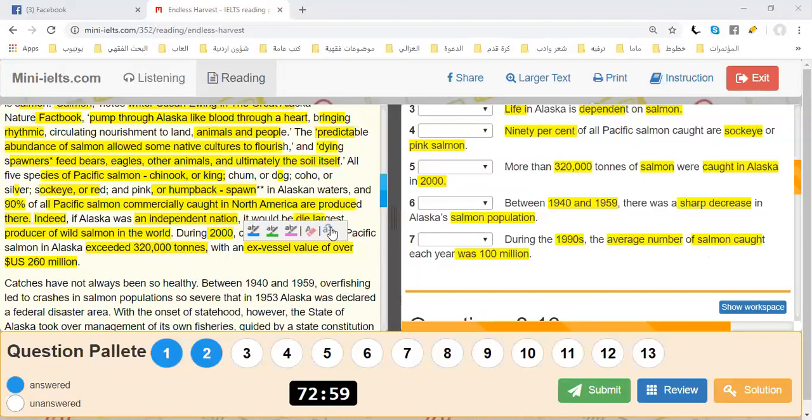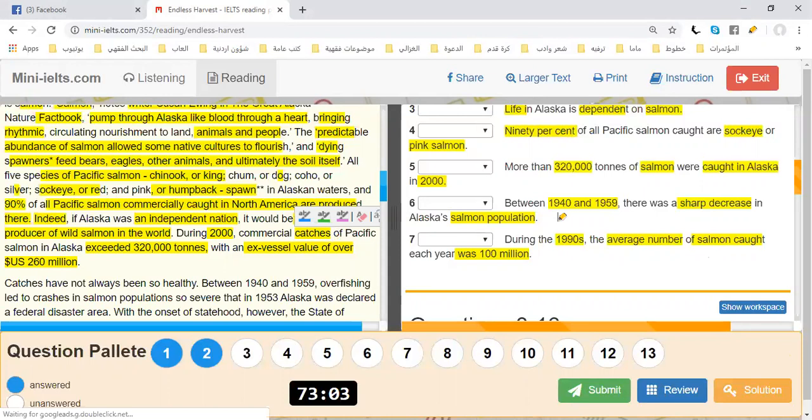Yes, the word catches means caught in Alaska in the same year. Yes, the same year during 2000. So the answer for point five is true. That's correct. Okay, let's move on to point six.